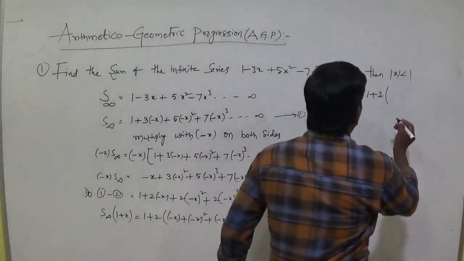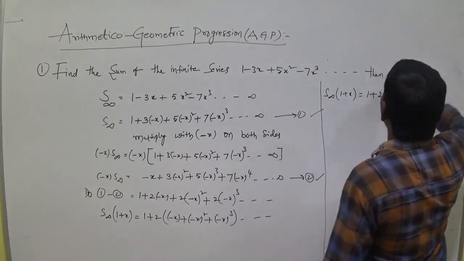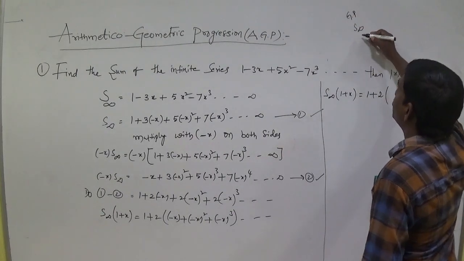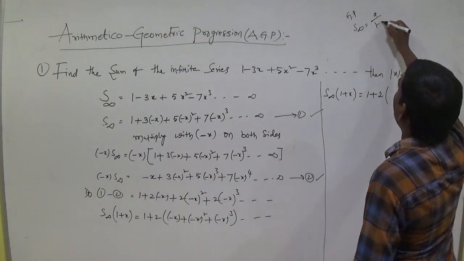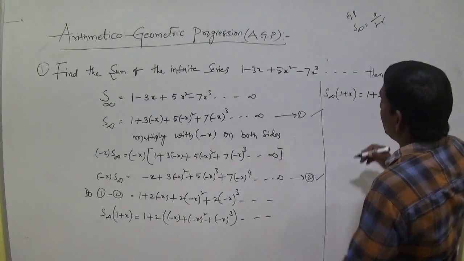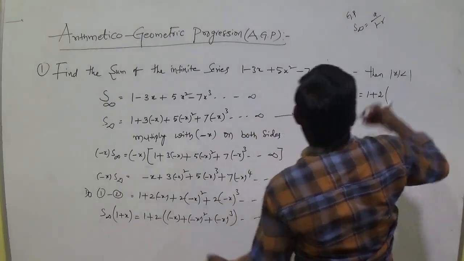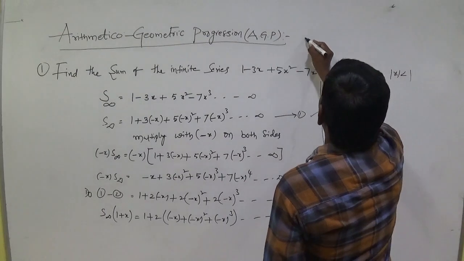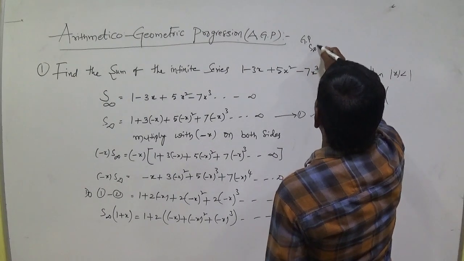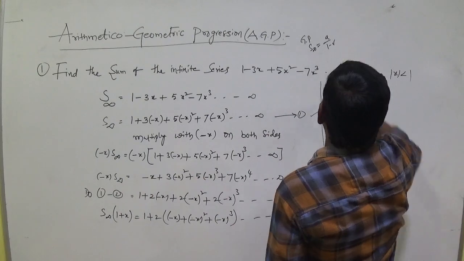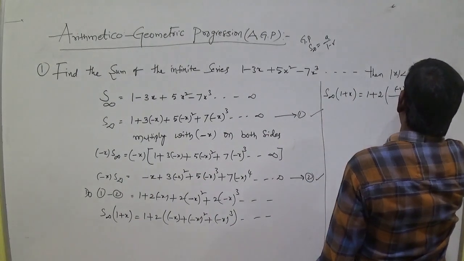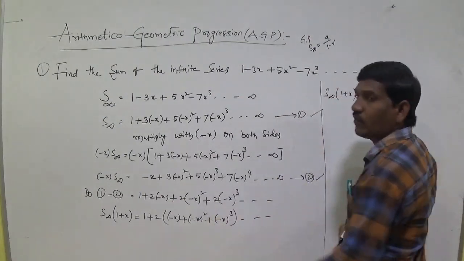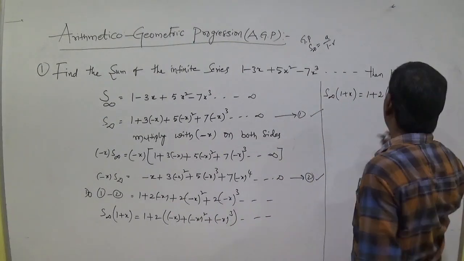So what is the S infinity in GP? A by 1 minus r. Here the A value is minus x. So S infinity in GP is A by 1 minus r, where A is minus x. What is the r value? Minus x whole square by minus x, that means minus x.